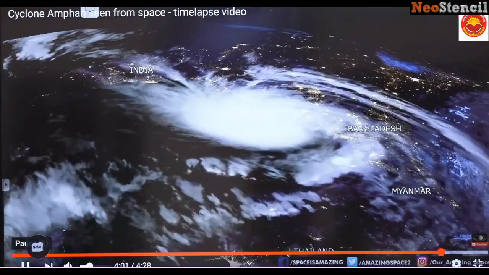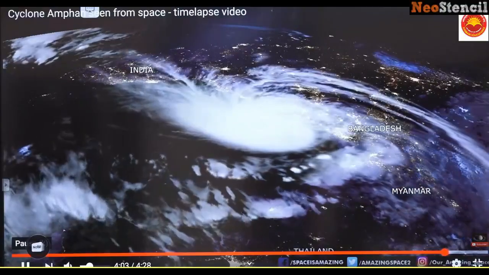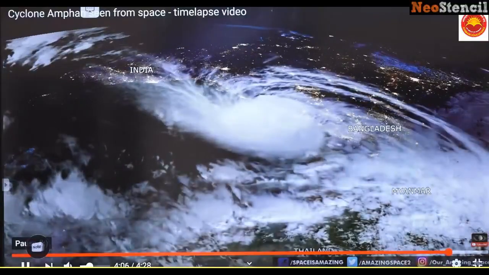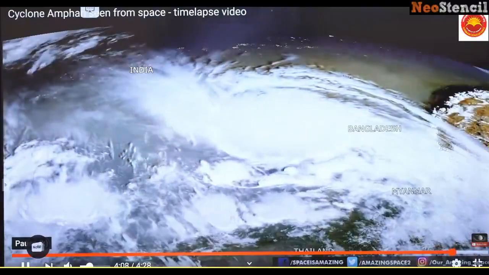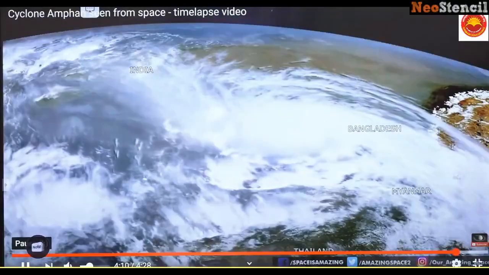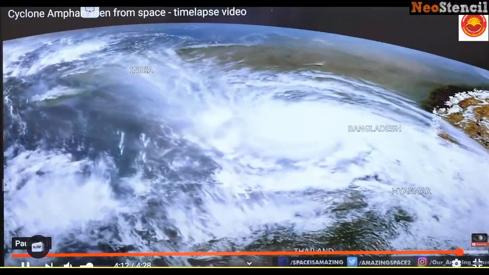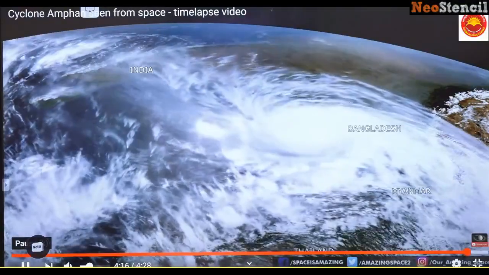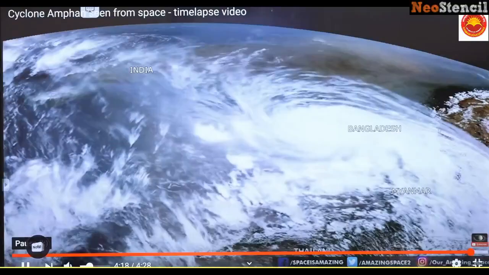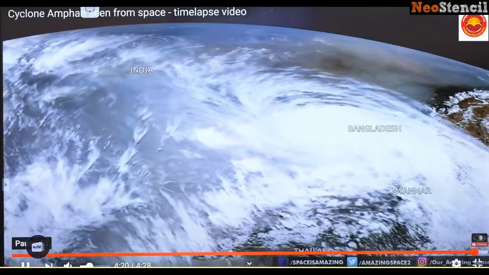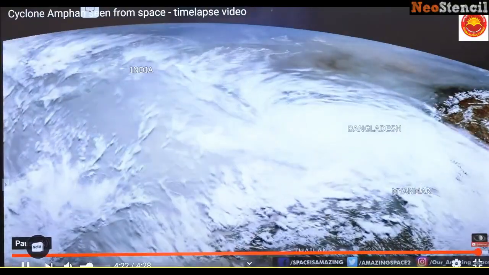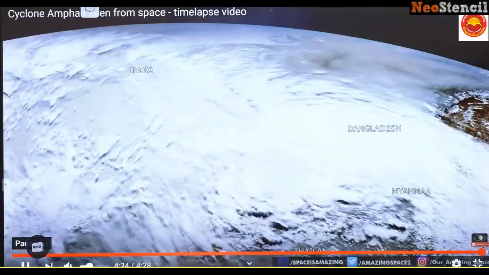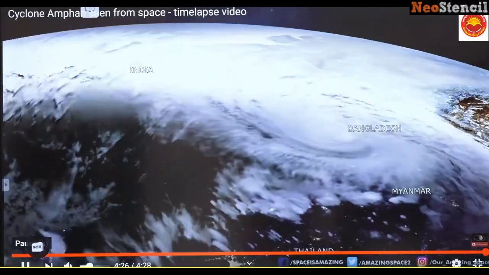This will create an impact on your minds. Look at this devastating system. Think of the magnitude and the intensity of this meteorological system, which is actually a low pressure system with hurricane winds and the swirling clouds, lightning, thunder.